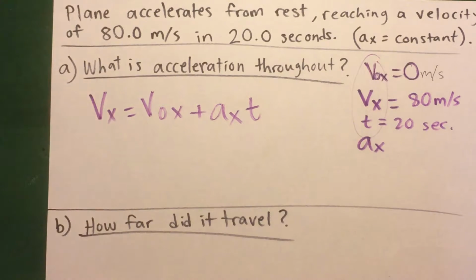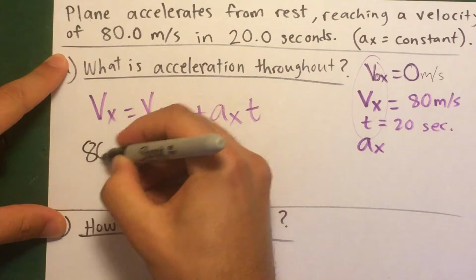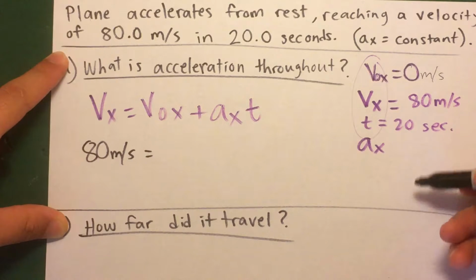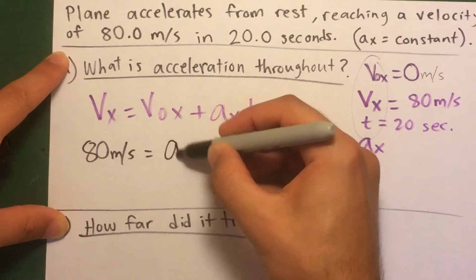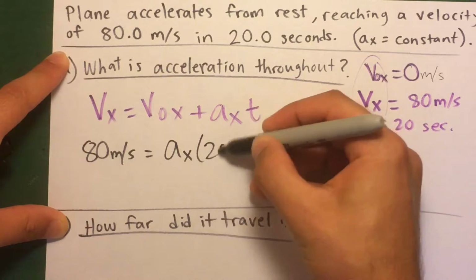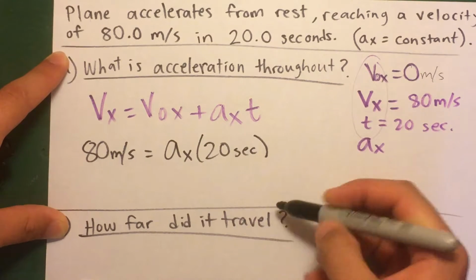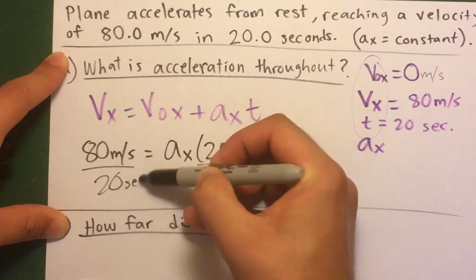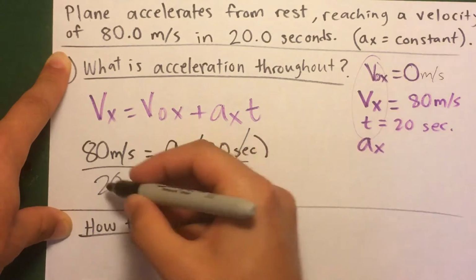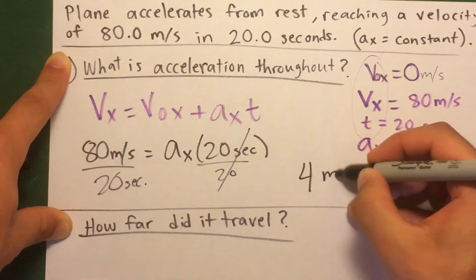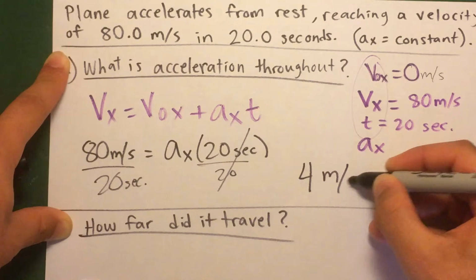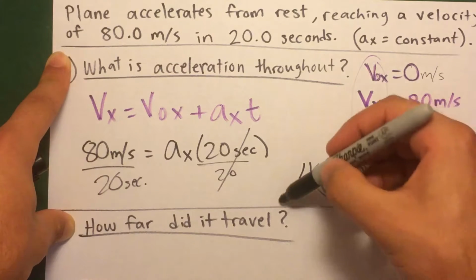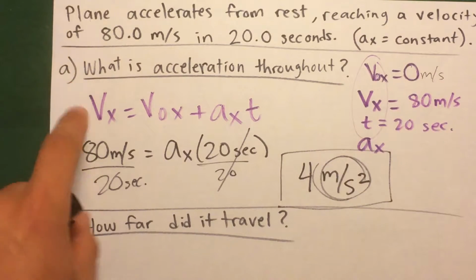Okay, so we can plug in what we know. Vx is 80 meters per second, equal to V sub x 0, we need to write that, plus Ax times the time, 20 seconds. We want to isolate the acceleration, so we divide on both sides. And so we get 80 divided by 20, which is 4, and the units are meters per second squared, which is the standard unit for acceleration. And that is the answer. The acceleration is 4 meters per second squared.